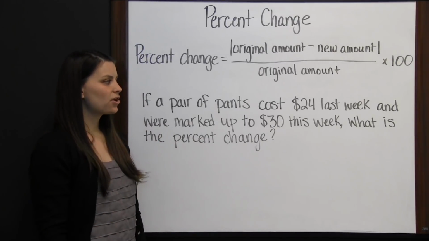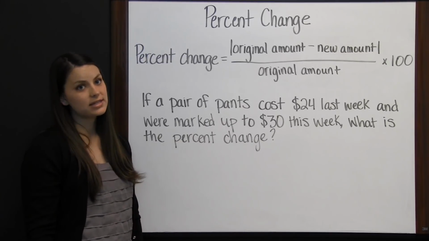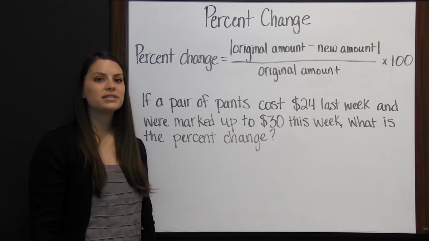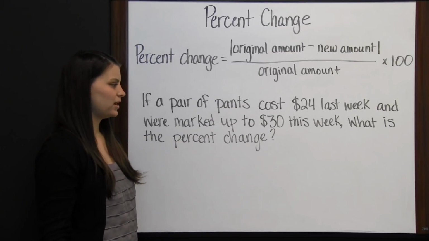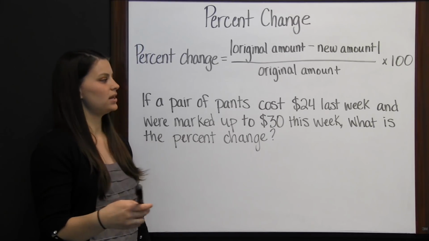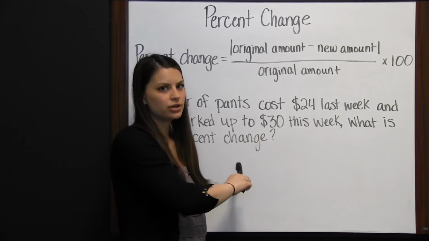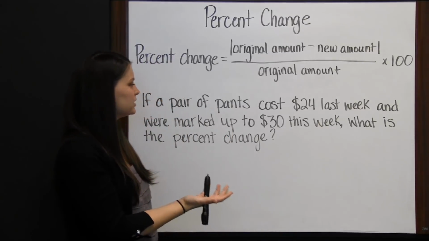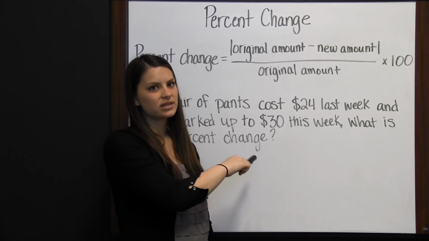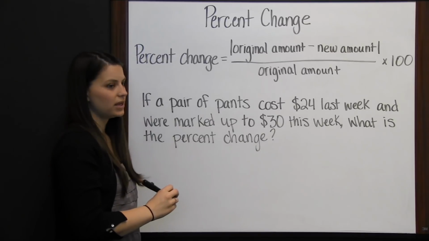If a pair of pants cost $24 last week and were marked up to $30 this week, what is the percent change? So we're going to use our percent change formula to find it. Now this percent change would be a percent increase since we went up from $24 originally to $30. If it had been reversed, say the pair of pants cost $30 last week and only $24 this week, that would be a percent decrease. But for this problem, we're doing an increase.